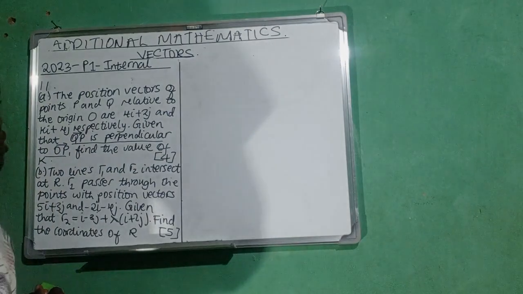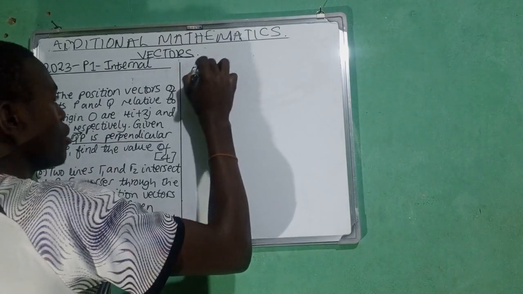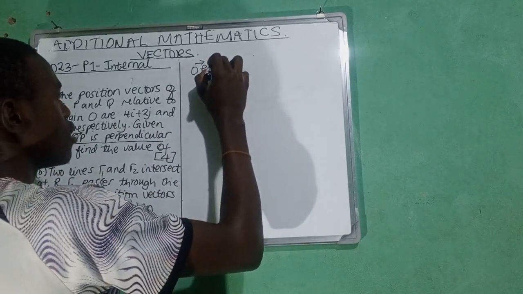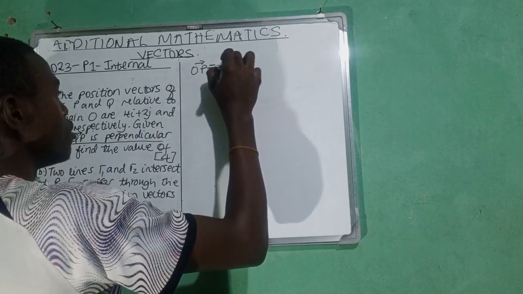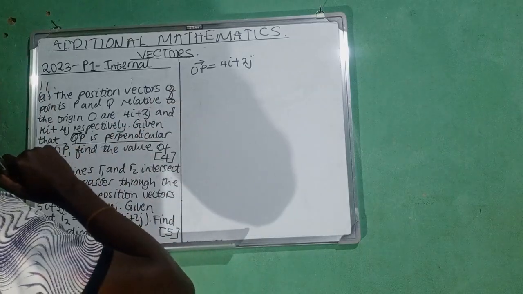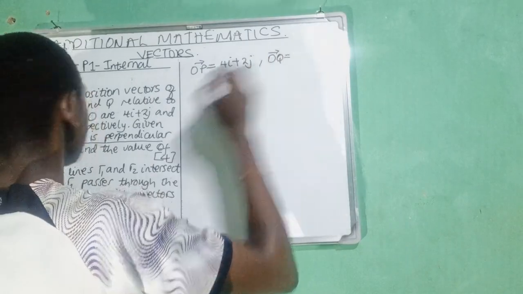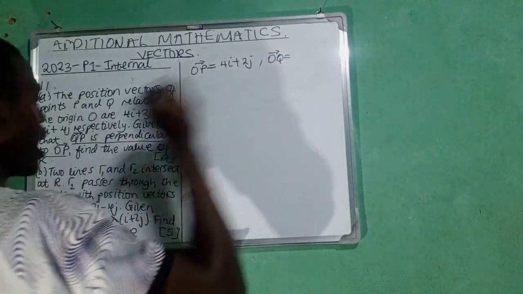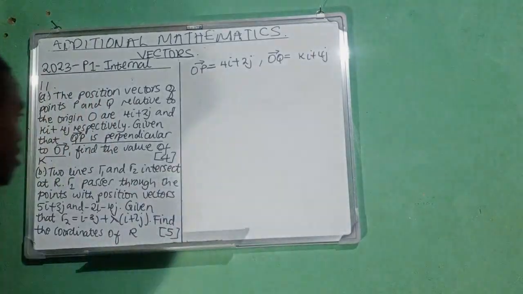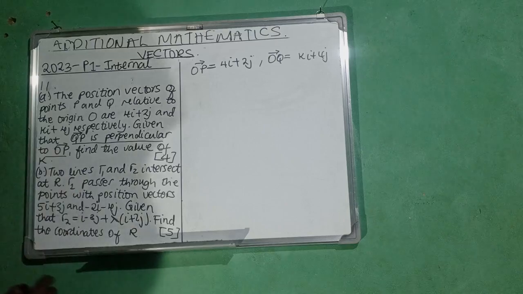Let's write the position vectors. They said respectively. So OP is equal to the first one, which is 4i plus 2j, and the next one is OQ, which is equal to ki plus 4j. And then they're saying that the ones that are perpendicular are QP and OP. So let's find QP.